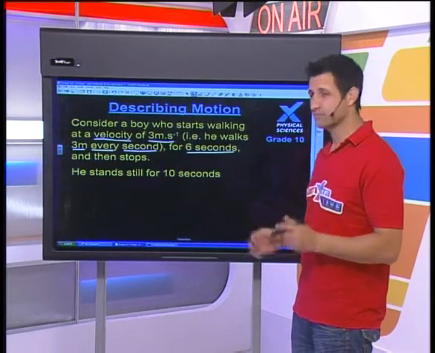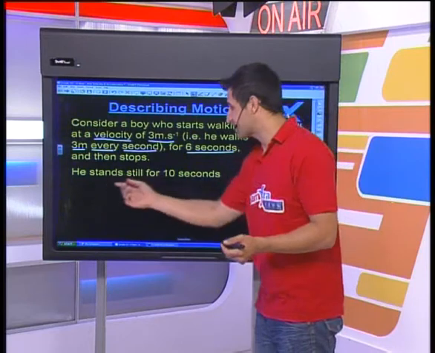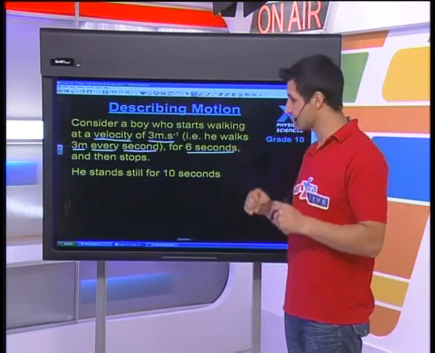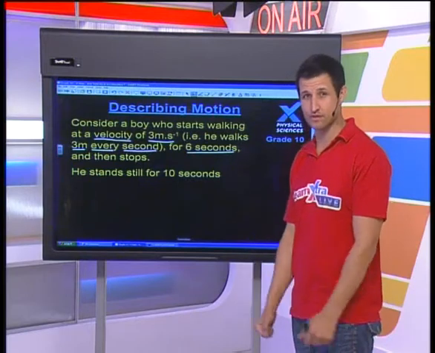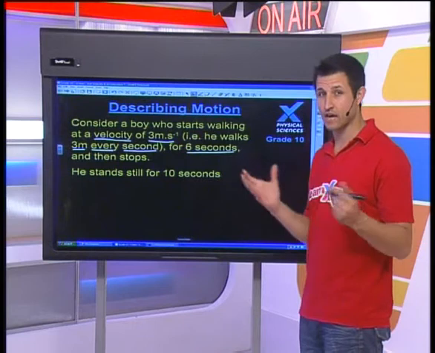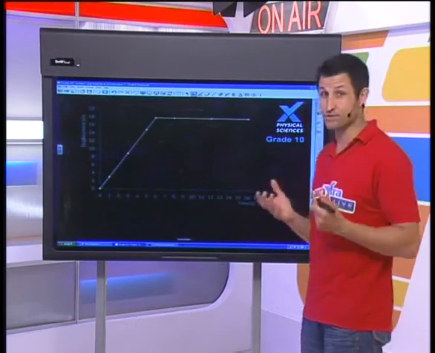Okay, well, we'll come back to the second part in a moment. It says that he stands still for 10 seconds, so his position does not change for 10 seconds. That means that he's standing stationary the same way that I am here. Okay, let's take a look at this graph and let's see how we're actually going to do this. So now, let's see how I get my graph, which is over there.